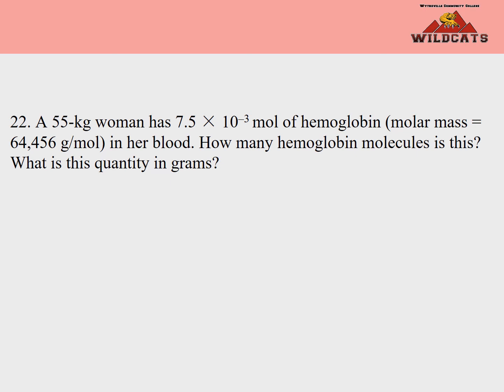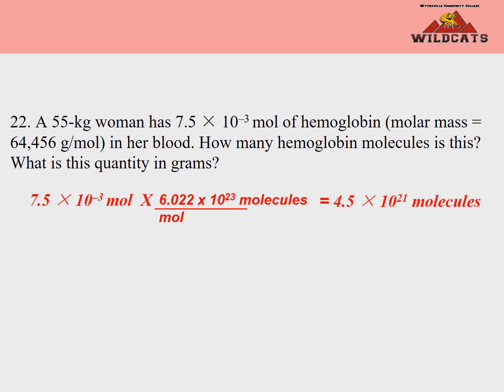So first of all, we've got the moles, and if we use Avogadro's number, we can find the number of molecules. And so we end up with 4.5 times 10 to the 21st. Again, put that in your calculator, make sure you're getting the same number I am. And if we want to find the mass of this, then we're just going to start out with the same number of moles, but we're going to put grams on the top, and we're going to end up with 4.8 times 10 to the second grams, which is about 480 grams, or basically a pound of hemoglobin floating around in her bloodstream.